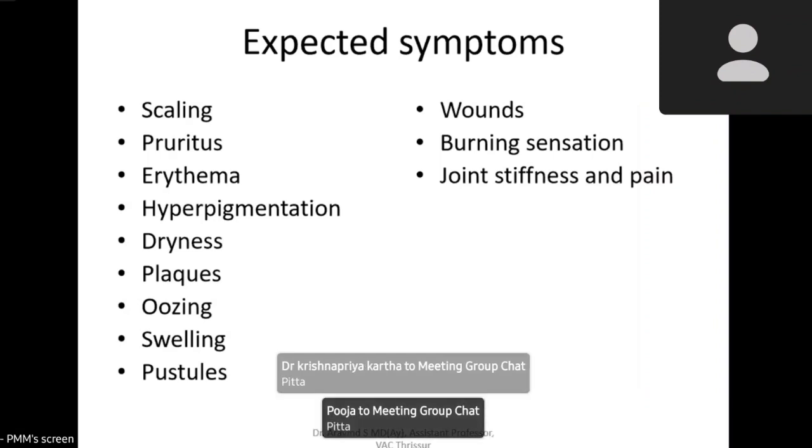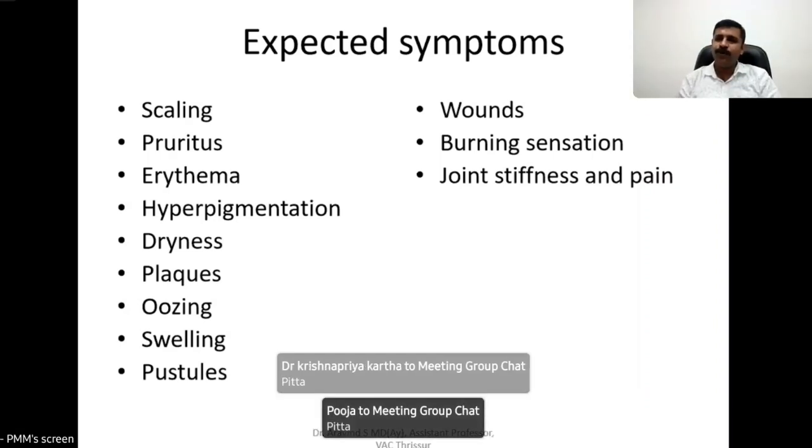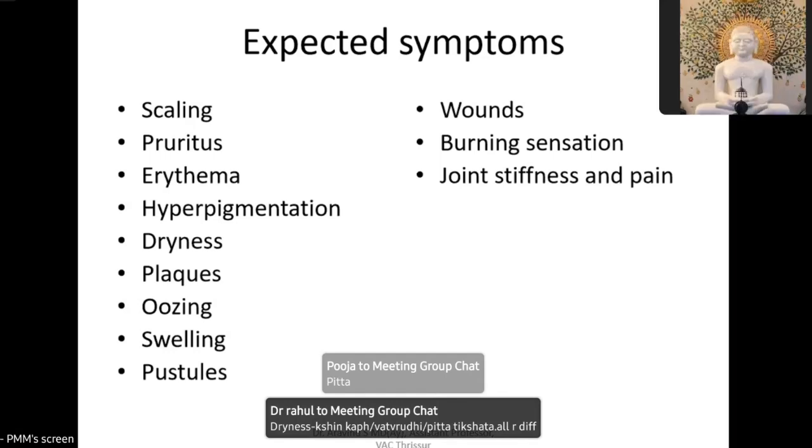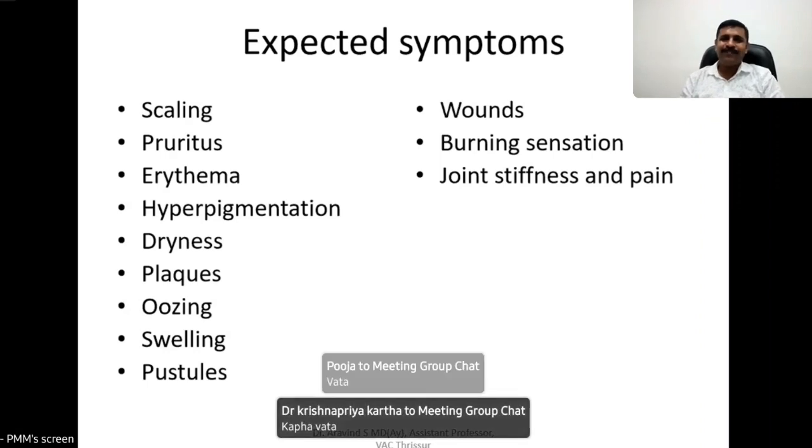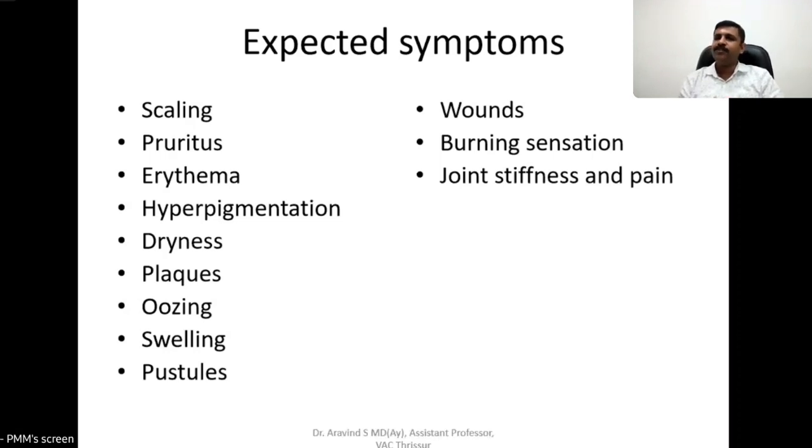Yes, yes. Now, final one, that is joint stiffness and pain. As you all know, as the psoriasis progresses, Kapha and Vata. Exactly. Kapha and Vata. Very good. Now, when the joint stiffness and pain is happening as a progressive stage, psoriatic arthritis, when it comes, definitely there will be joint stiffness and pain. There, you should diagnose in this way.